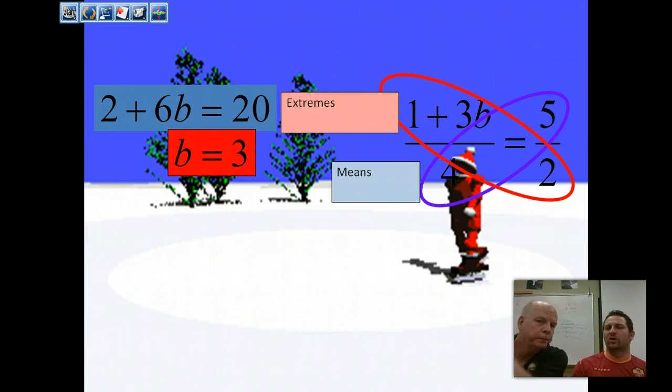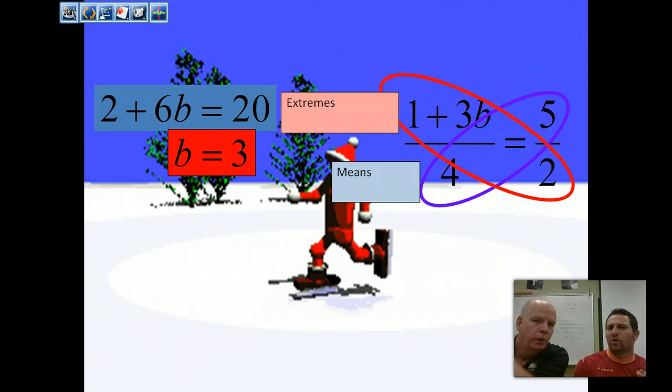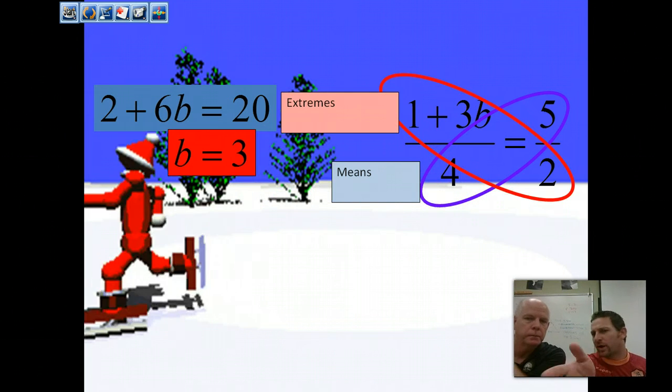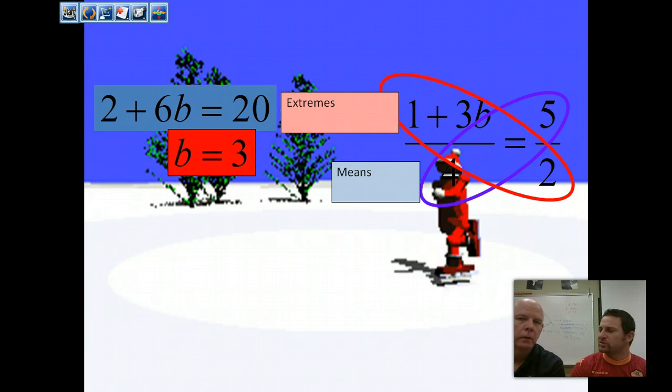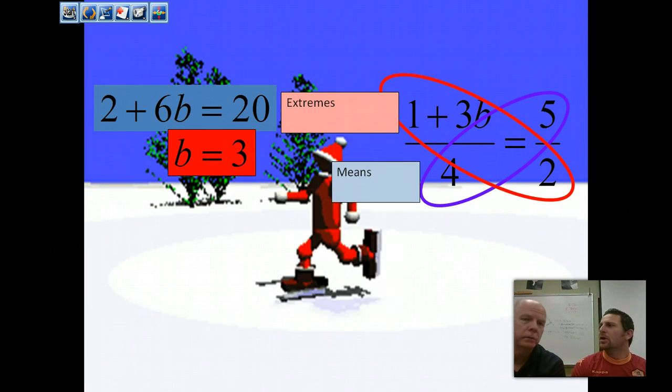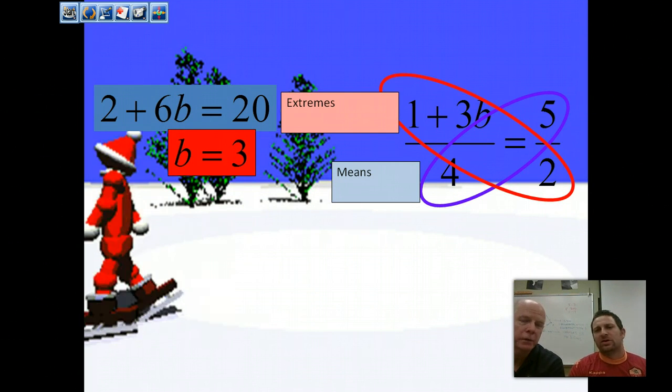Now, Mr. Scritchfield, I know some of the guys are going to ask, well, if I go 4 times 5, could I call that one the extreme, and could I call 2 times 1 plus 3b the mean? Yeah, it doesn't matter. Those terms are not real critical for us, especially for what we're doing.